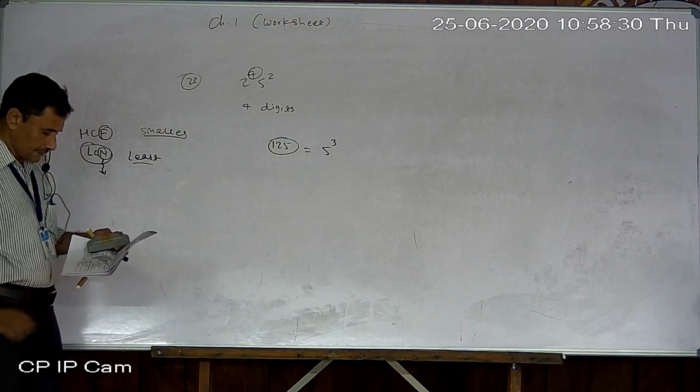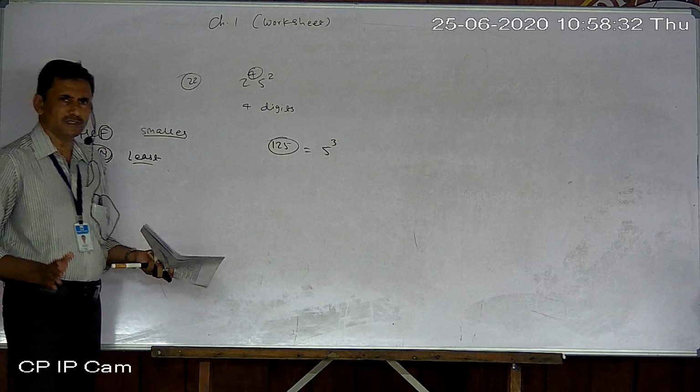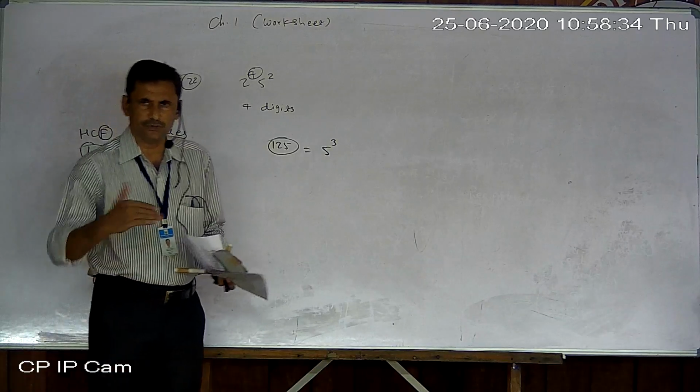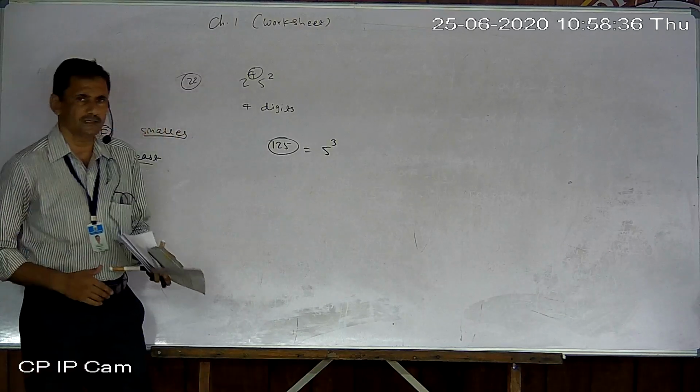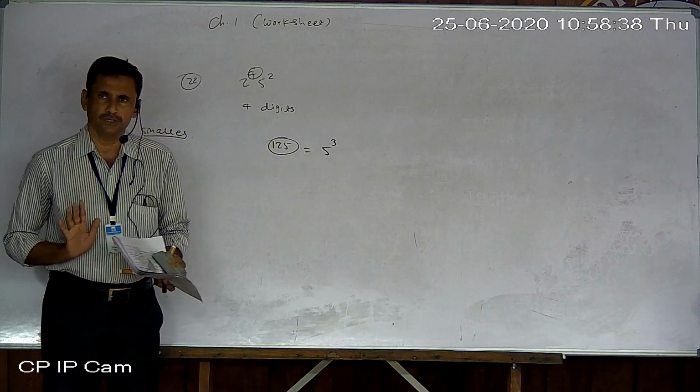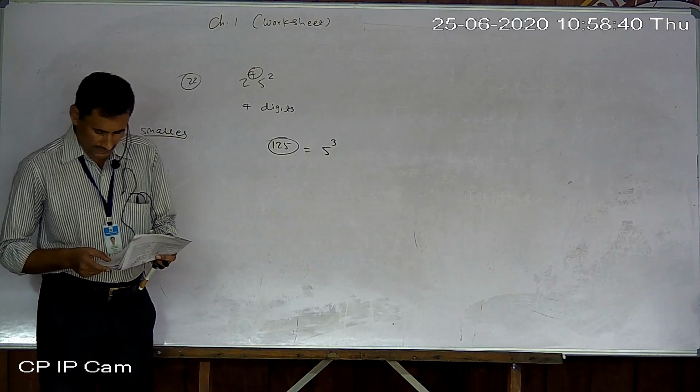25. HCF of 25 and 52 is 1. Obviously, they are co-prime numbers. If you try to factorize them and find the HCF, then the HCF will be 1 only. Okay, so it is 2.